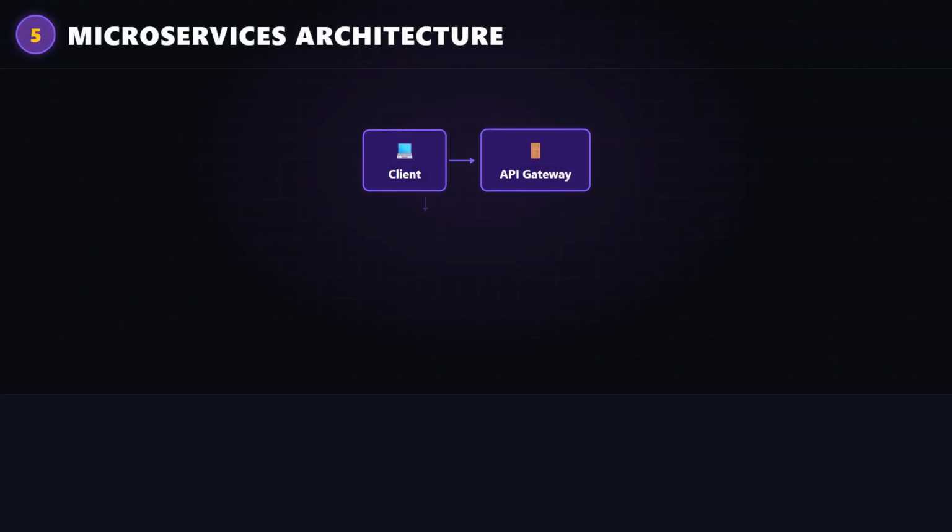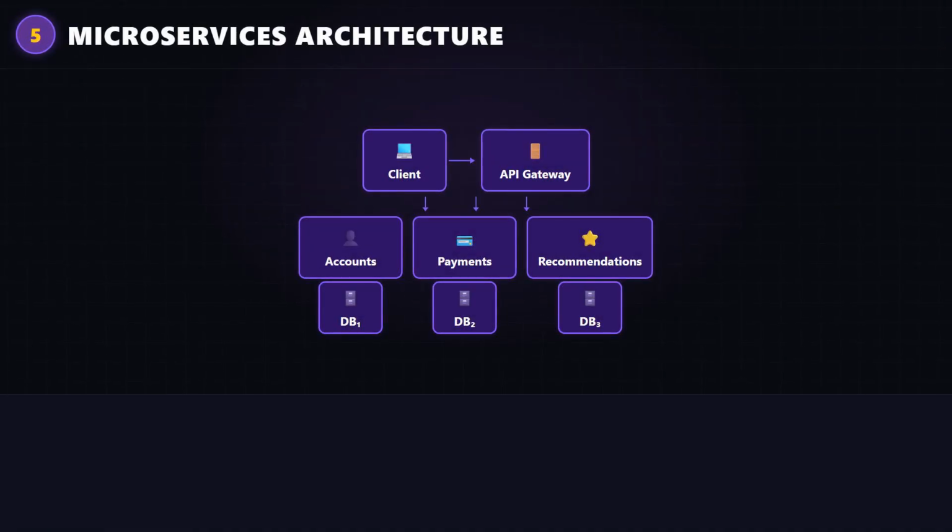So moving to the next, here's the big one. You have probably heard a lot about microservice architecture. Instead of one big application, you break everything down into small independent services, each with its own job, its own database, and its own deployment, and they talk to each other over a network, usually through something called an API gateway.